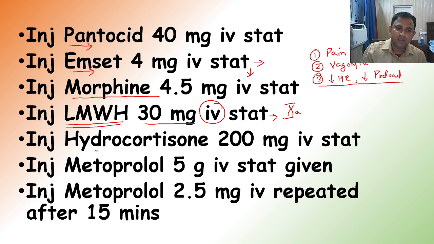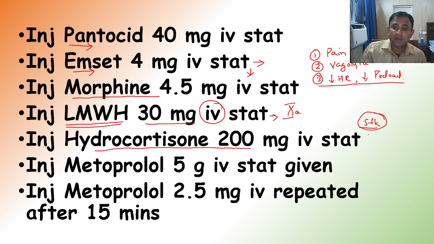Subsequent to that, I gave him a small dose of hydrocortisone. Now, why was hydrocortisone given? Hydrocortisone was given because the thrombolytic that I will be choosing, which I will talk about later, was streptokinase.